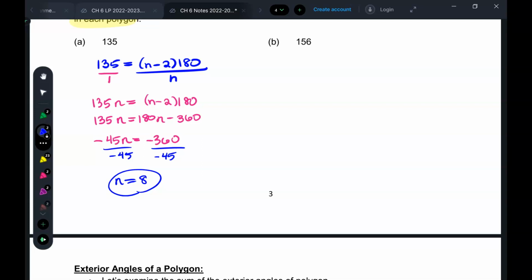Okay, what about 156? Now they're getting pretty big. What's the cutoff? You can never have an angle that's bigger than 180, so that would be impossible. Remember how I talked about the concave?